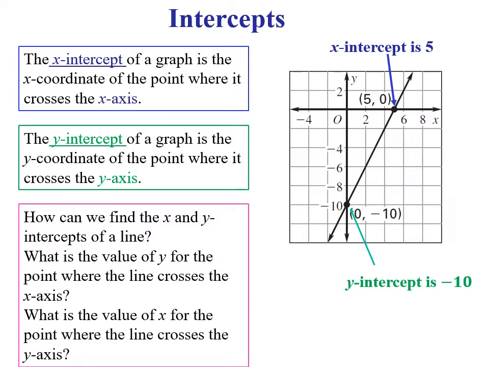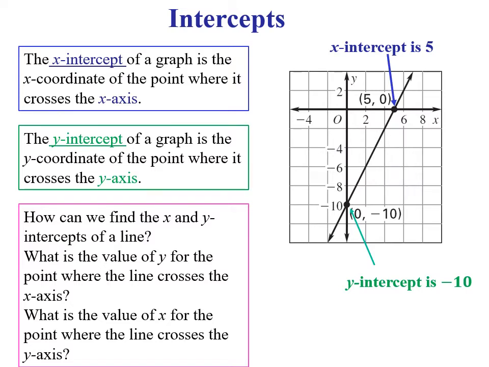Look at the diagram of the graph of the line. (5, 0) is where the line crosses the x-axis. Therefore, the x-intercept is 5.